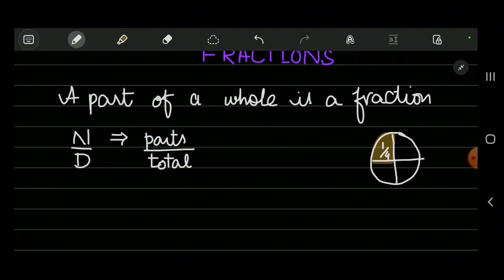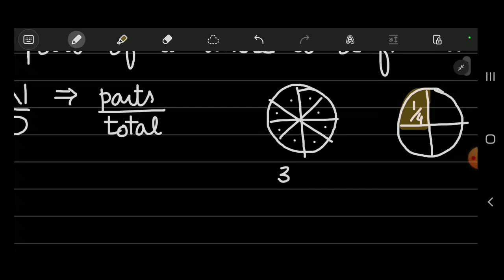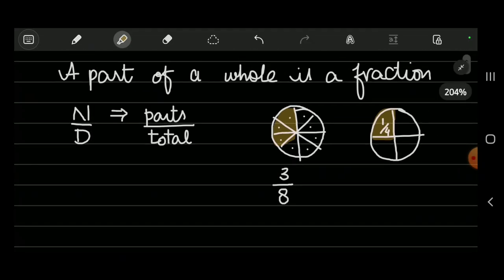Let's take another example of the same circular object, whatever it can be. Now, can you see how many parts are there? 1, 2, 3, 4, 5, 6, 7, 8. So 8 parts. If I say a person is going to get 3 out of 8 parts, this is how we represent it in terms of fractions. And 3 out of 8 would be this much shaded. Okay, so this is the basic thing about fractions.